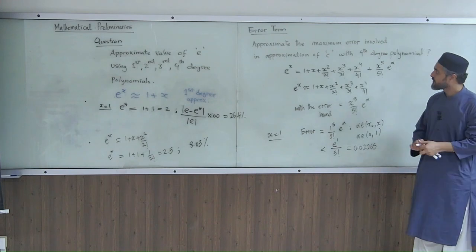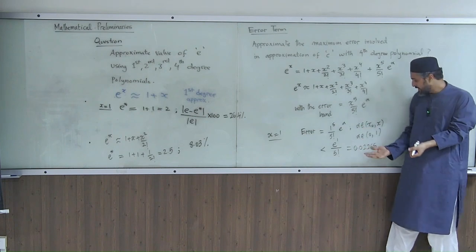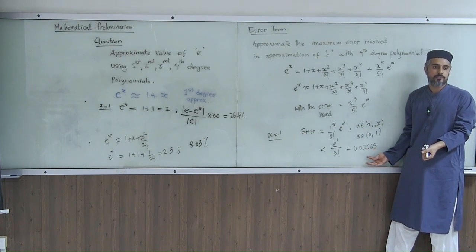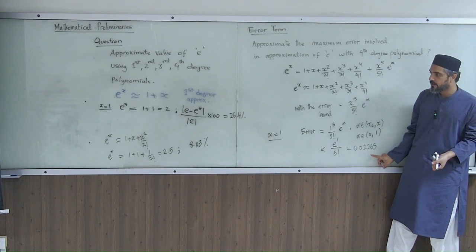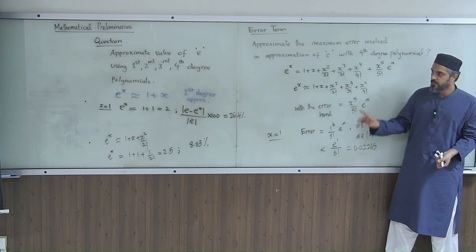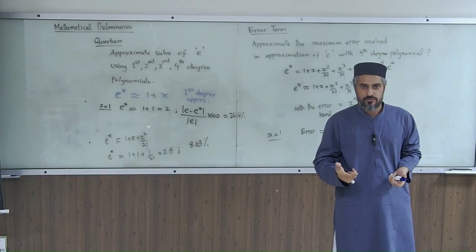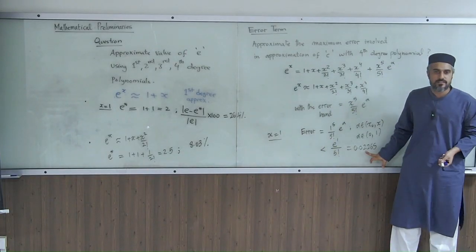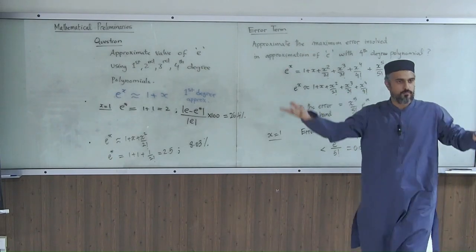So what is the answer? In the approximation of e, this is the maximum error I can get if I approximate with the 4th degree approximation. Now, if you compare this error with the error that we got in the 4th degree, it is approximately 0.36%. If you take 0.36%, it means it will be 0.0036 in terms of the value. So it will be less than this value. This is the upper bound that we got. It is the maximum we can have in error.